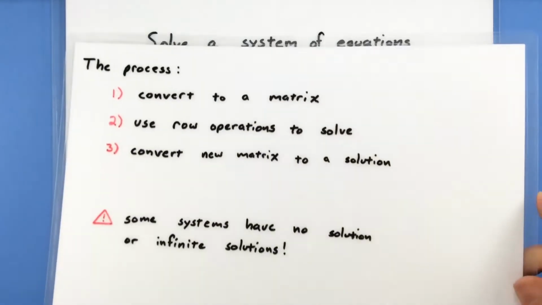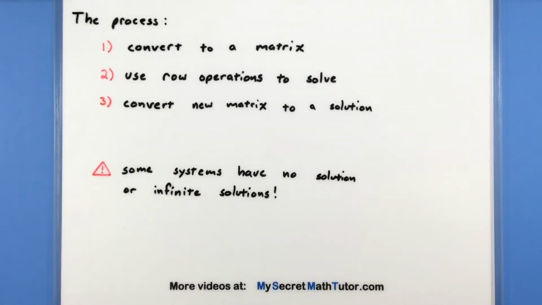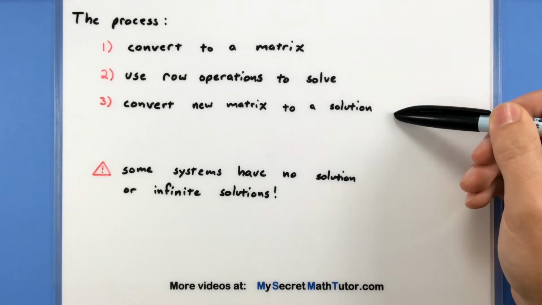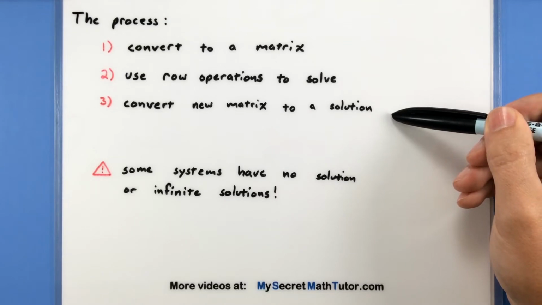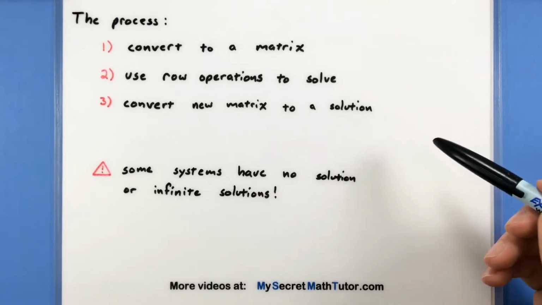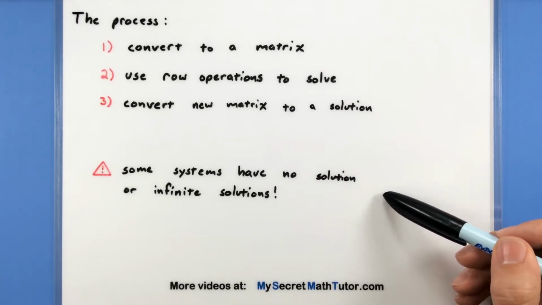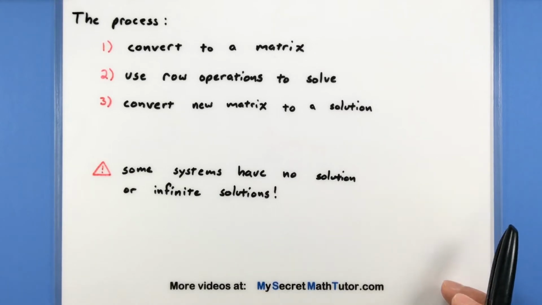Now, this is quite a process to do, but you can break it down into the following steps. First, we're going to take our system and convert it into a matrix. Then we're going to use row operations to solve that matrix. And then once we're done, we'll have a new matrix and we'll interpret what the solution means. Now be careful, you may remember that when solving systems, these may have no solution or infinite solutions, so you definitely want to be on the watch for that when going through the solving process.